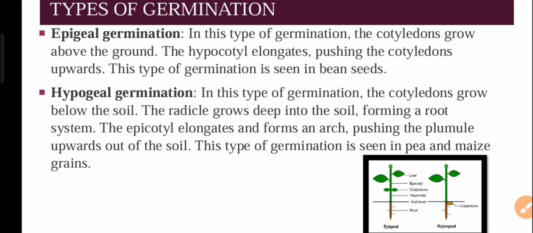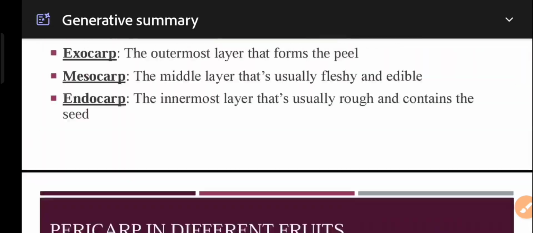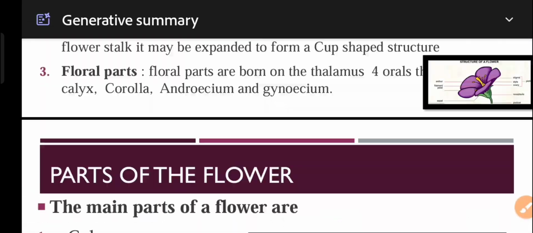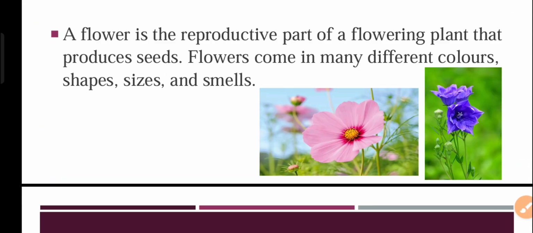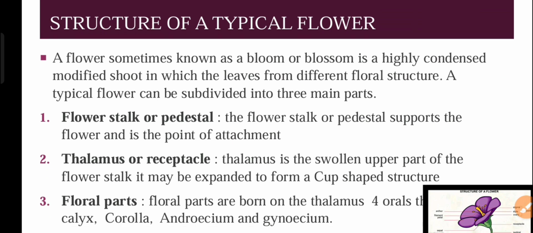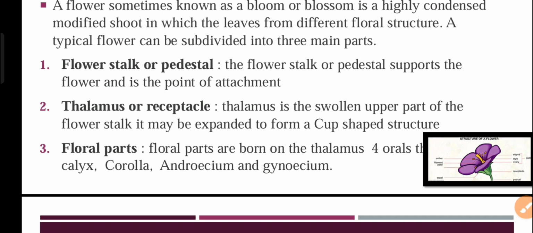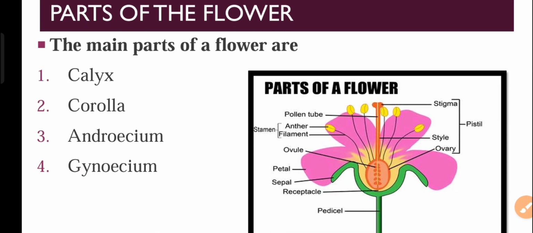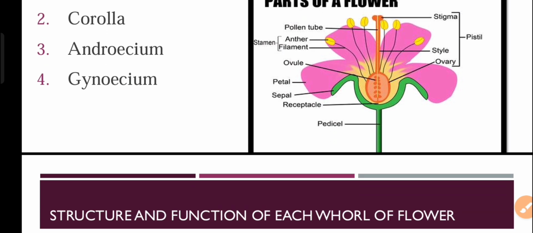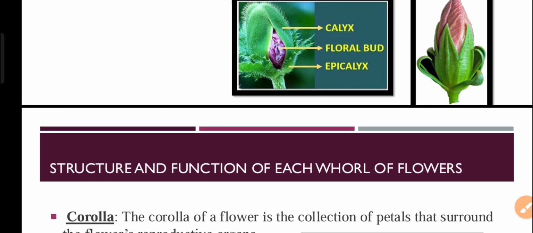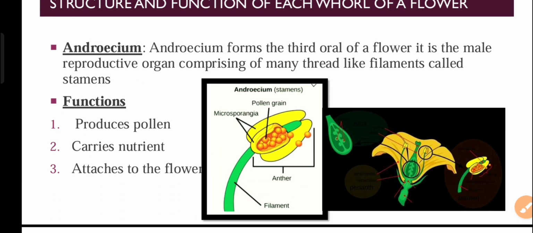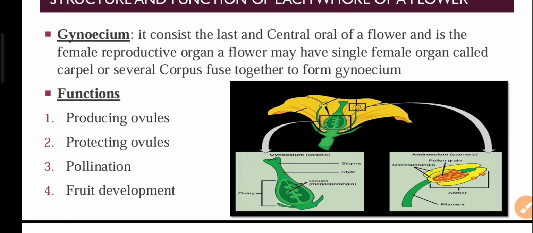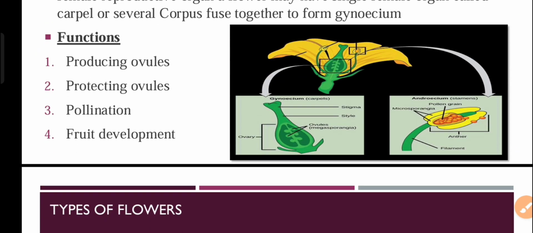This is all about this session. Let's recall the session. First we learned what a flower is. We can see many different types of flowers in our surroundings. The main parts of the flower are the floral stalk or pedicel, and the thalamus. In the floral parts we can see four whorls: calyx, corolla, androecium and gynoecium. Calyx is the first whorl, corolla is the second, androecium is the third and is the male reproductive organ, and the gynoecium is the central whorl, the female reproductive organ.